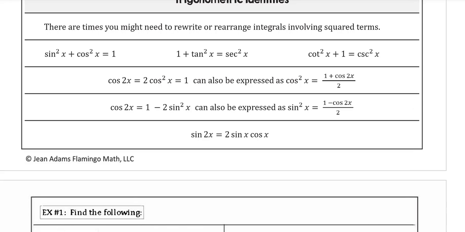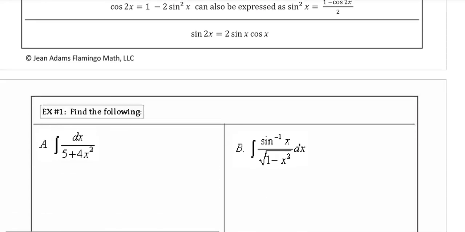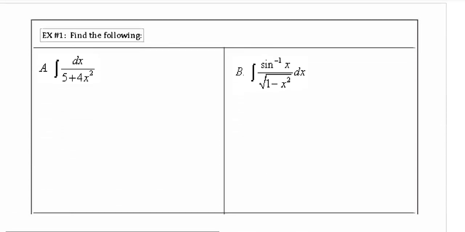And then, of course, you can also write cosine squared and sine squared in terms of cosine 2x and sine 2x's identity is listed there as well. Sometimes it is helpful to go back and forth between the two. All right, so let's practice using those a little bit with some of the techniques we already have.